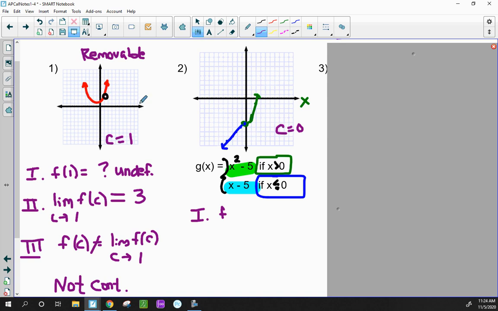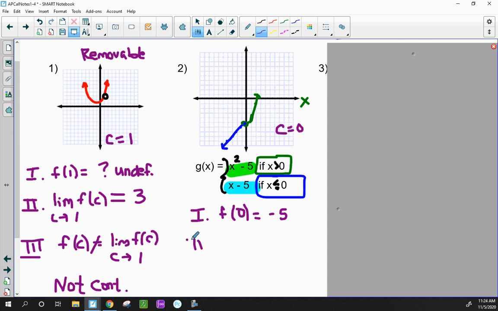Alright, so we're looking at f of 0 right now, and we're not doing a limit, okay? All we're trying to do is decide, is there an answer? Is there a y value when x is 0? When I look at the graph, x is 0, y value, yes, there is a value. It's at negative 5, because 0 comma negative 5 is a point on the graph.